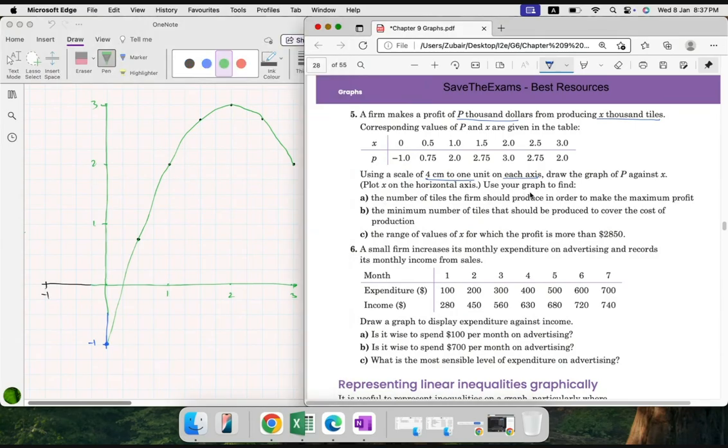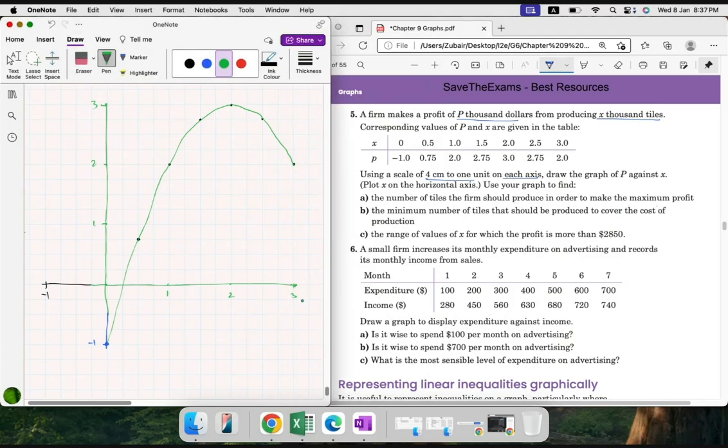Next says use your graph to find the number of tiles the firm should produce in order to make maximum profit. Number of tiles are on x-axis. Profit is on y-axis. What do you say? Maximum profit, how many tiles should they make?